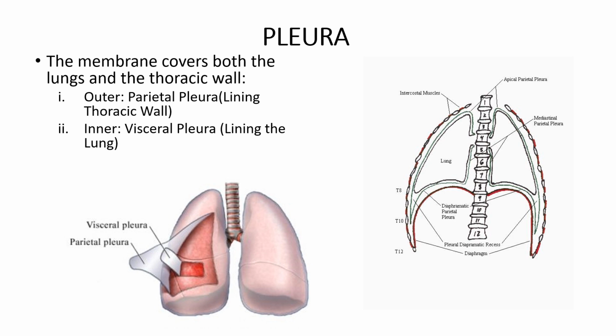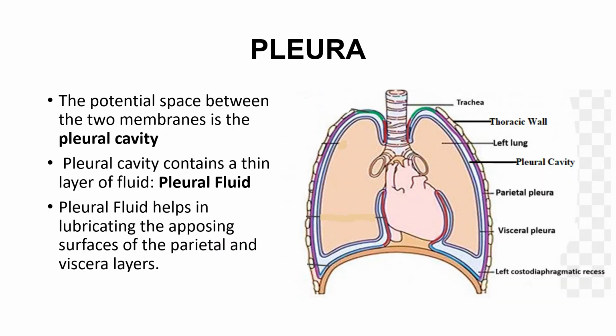Because of that thinning out and invagination by the lung, the pleura has two layers. The outer layer which lines the thoracic wall is called the parietal pleura, and the inner layer which lines the lungs and is very closely adherent to the lung is called the visceral pleura. In between the two pleura, there is a space called the pleural cavity. This pleural cavity is filled with a fluid called pleural fluid.